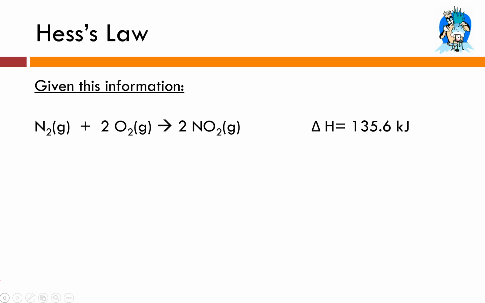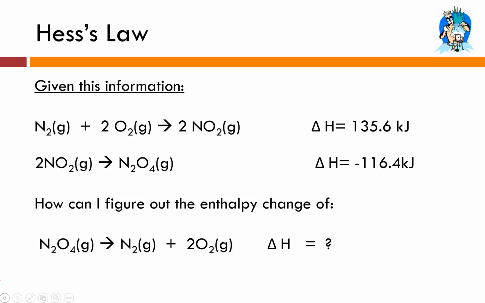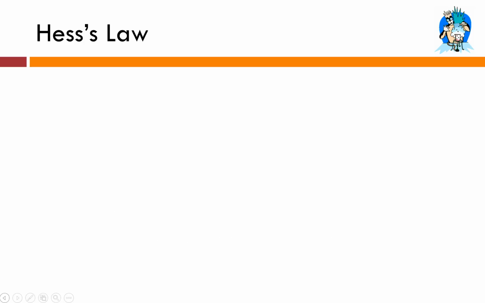You've got the synthesis of nitrogen dioxide, and you have what's called dimerization. It's kind of another synthesis, of dinitrogen tetroxide. And you want to find the enthalpy change of taking dinitrogen tetroxide and decomposing it into its elements, N2 and 2O2. Now this one is hopefully a lot simpler than the one that we just did. If you could follow what was going on with that previous problem, then this probably is going to be a walk in the park for you.